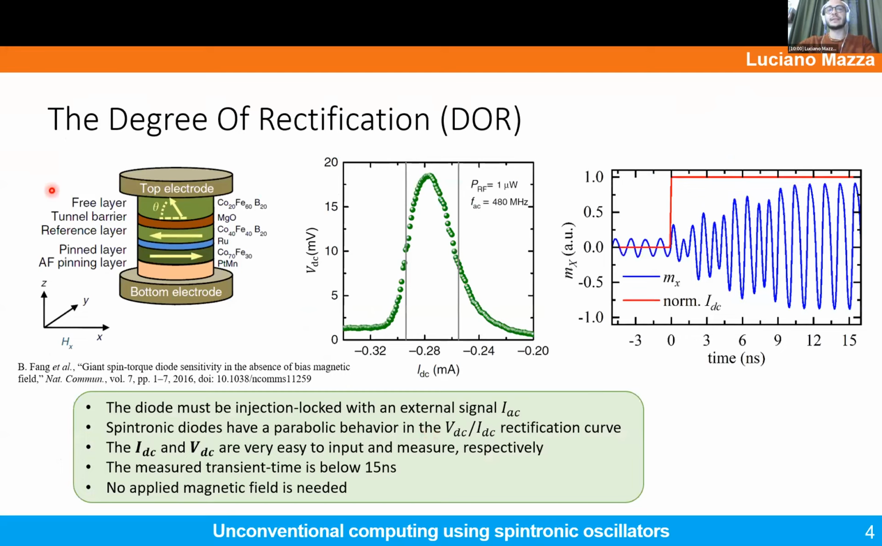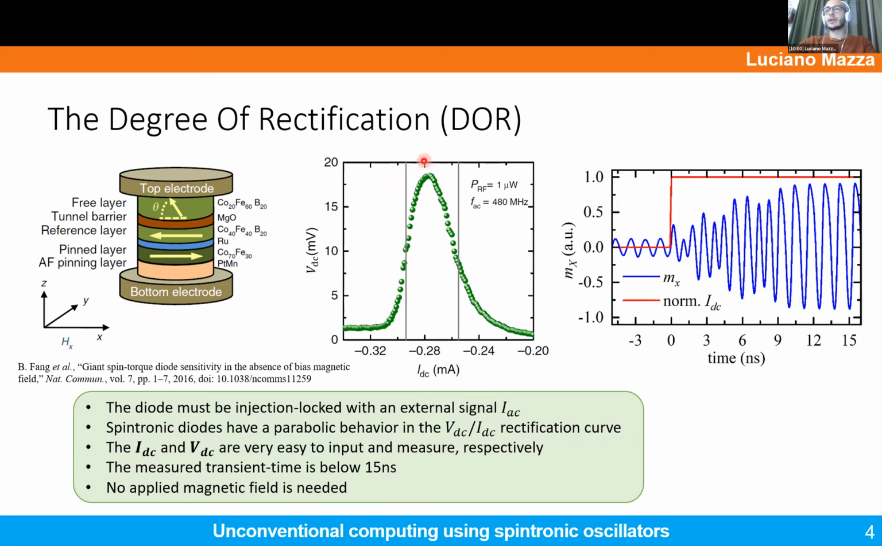For this reason, we investigated spintronic diodes. Spintronic diodes are spintronic oscillators where the input has a continuous part and an alternated part. In particular, the alternated current that is inputted has a frequency very close to the self-oscillating frequency, so that the device locks to the external signal. And this process is named injection locking. When the injection locking happens, we can tune the DC component, and we will obtain the output continuous voltage that has a peculiar parabolic shape.